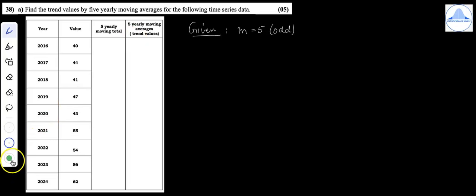So m is equal to 5. So m is called a period of variation, and because they have asked us to find out 5-yearly moving averages, m is equal to 5. It is an odd number. So whenever m is odd, we'll have only 2 columns, that is 5-yearly moving total, and then we will have 5-yearly moving averages, which is also called the trend values. Now the method is quite simple.